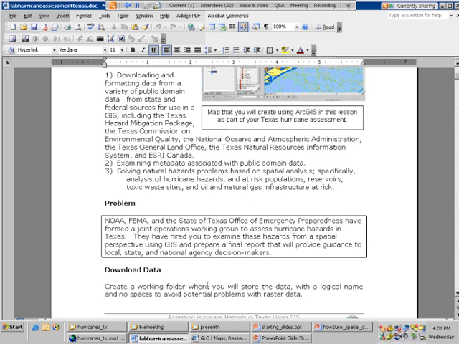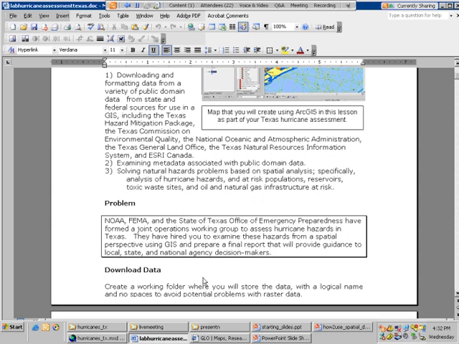So what I've constructed here is that NOAA, FEMA, and the State of Texas Office of Emergency Preparedness have formed a joint operations working group to assess hurricane hazards in Texas. They have hired you, yes, you, to examine these hazards from a spatial perspective using GIS and prepare a final report that will provide guidance to local, state, and national emergency and agency decision makers.